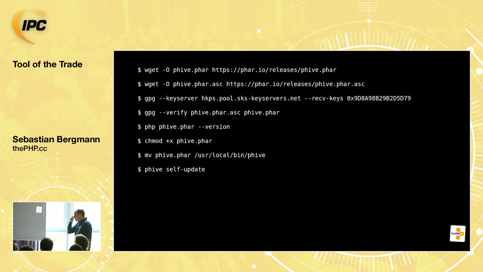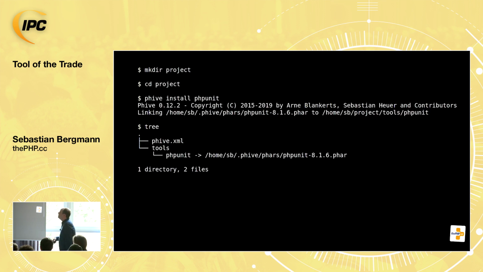Installing Phive itself is a bit, not really tedious, but it requires a couple of steps because you need to make sure that you get a version of Phive that you trust. Once you have the version that you trust, you need to verify the signature yourself, if you're paranoid enough to actually do that. After that, it does that for you. And then you can just do phive install phpunit. It will symlink the PHPUnit PHAR from a cache download directory in your home directory by default.